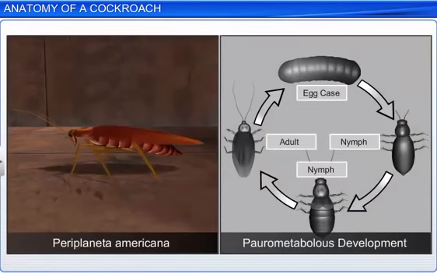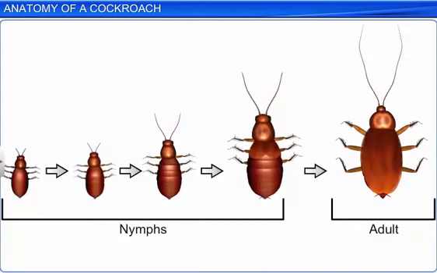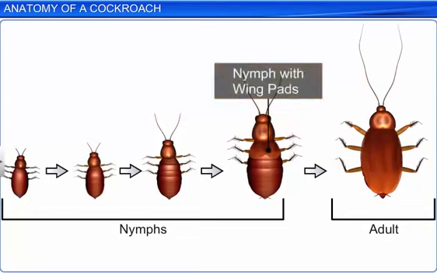Interestingly, in Periplaneta americana, the development of the insect is paurometabolous, which means that development takes place through the nymphal stage. A nymph looks quite similar to an adult, and it molts around 13 times before it turns into an adult. Though the second-last nymphal stage has wing pads, only adult cockroaches have wings.